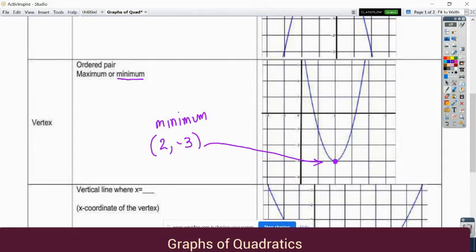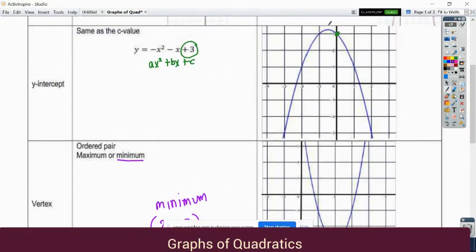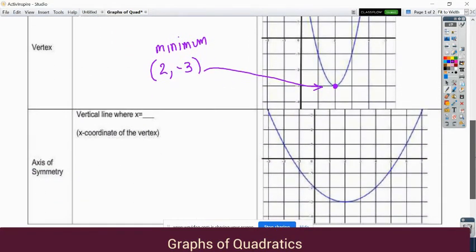On the other hand, if your graph is concave down, like the one that we just had up above, you would be looking at a maximum value. This one doesn't have integers for its ordered pair, but it still does have a vertex. So that vertex is the turning point. It's the peak or the valley.